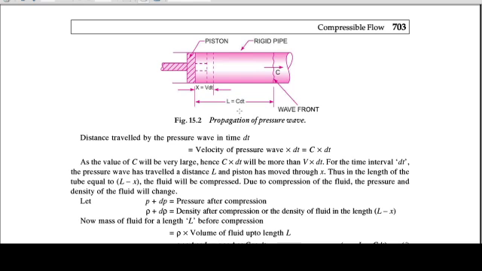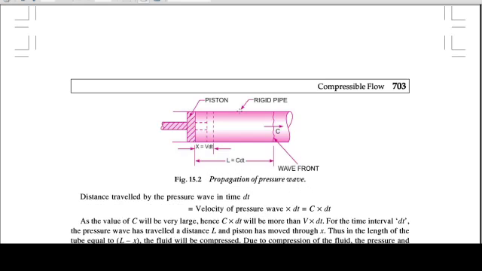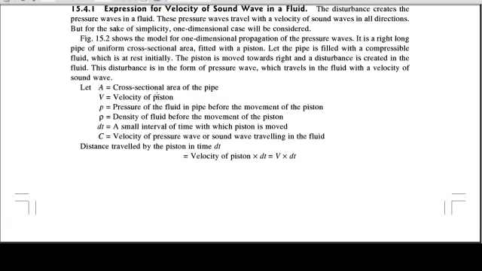Let A be the area of cross section of the pipe. V is the velocity of the piston. P is the pressure of the fluid in the pipe before the movement of the piston. Density rho is the density of the fluid before the movement of the piston, and dt is the small time interval in which the piston is moved. C indicates the velocity of the pressure wave or sound wave traveling in the fluid.